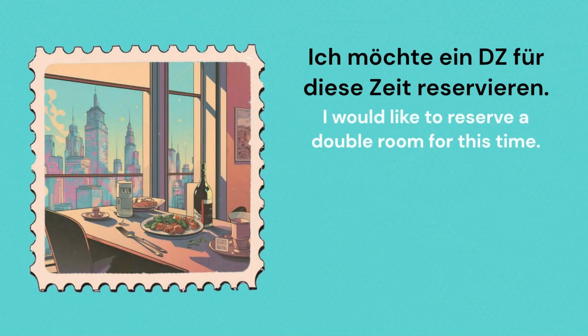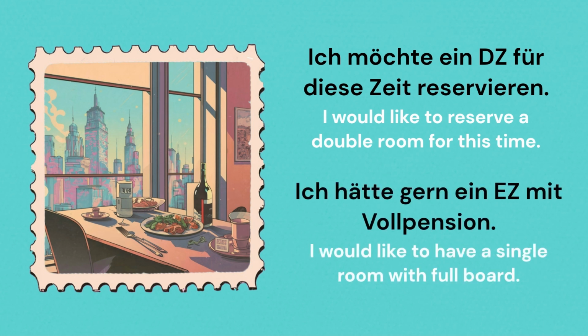Ich möchte ein Doppelzimmer für diese Zeit reservieren. In this case, make sure that you have mentioned your dates before you write the sentence. Ich hätte gern ein Einzelzimmer mit Vollpension. Sometimes the prices are not mentioned in the brochures or online. Then you can ask for it.